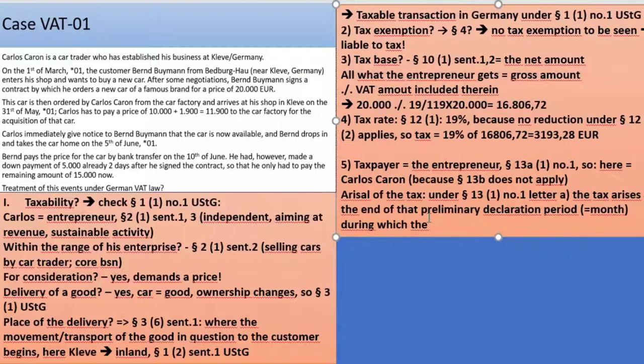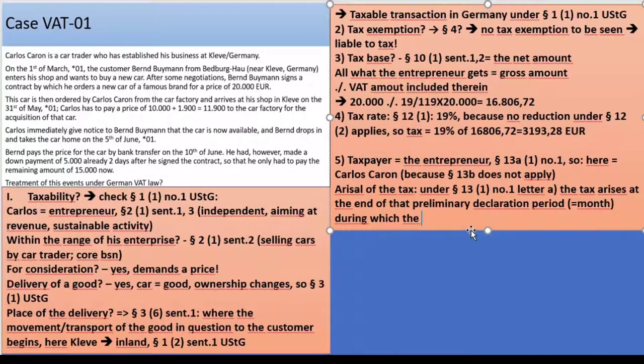During which the delivery was made. Sorry for stammering, but I had a problem with the technology. The keyboard didn't react, and so I had to begin again. So that was in June, 30th of June, 01.